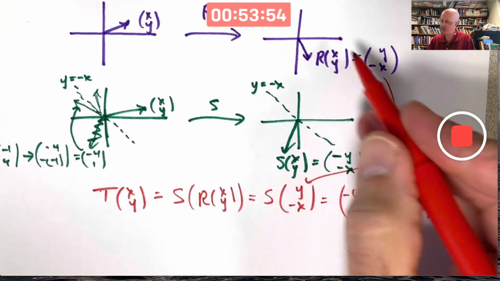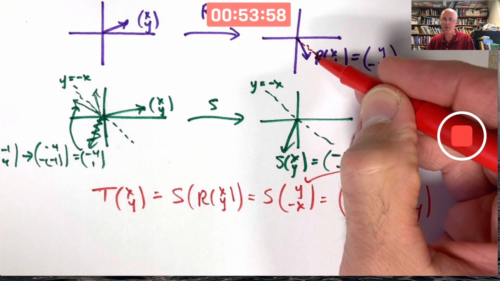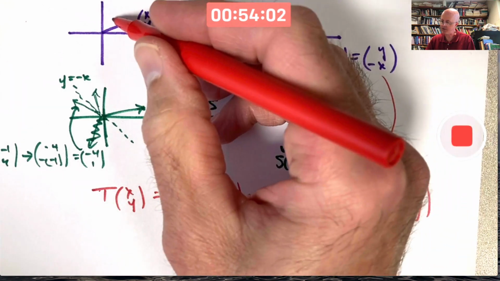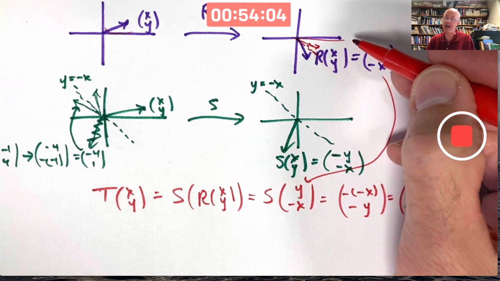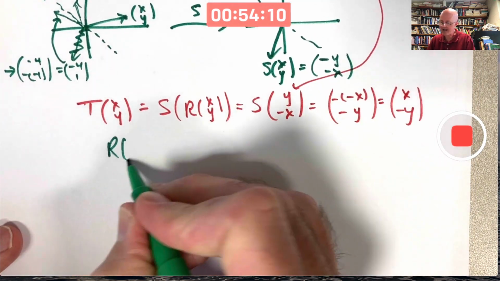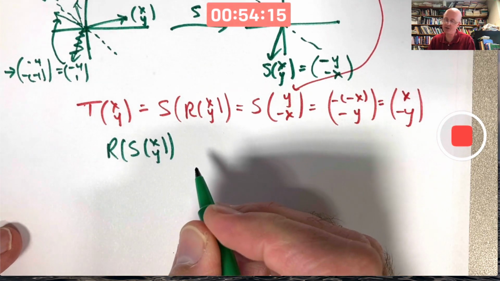Take this vector, first rotate it, then flip it across the line y equals negative x. You're going to get a vector like that, which is the reflection of the original vector across the horizontal axis. Hey, cool. Just for fun, let's do the other direction. R of S of xy, it's not necessarily the same answer because function composition is not commutative.